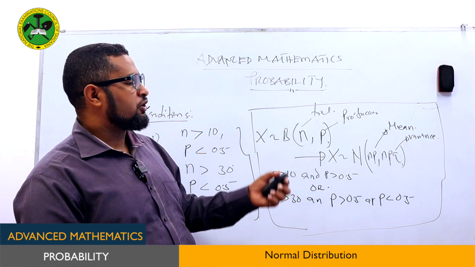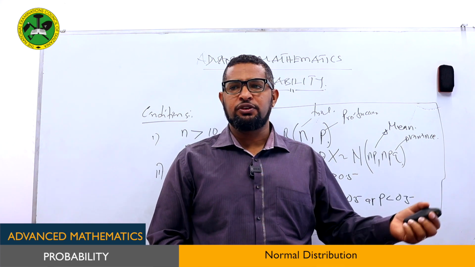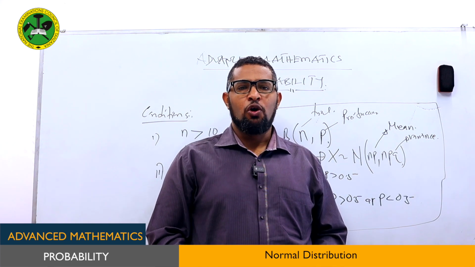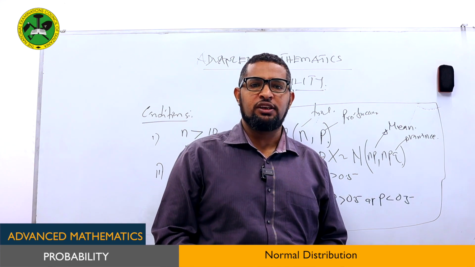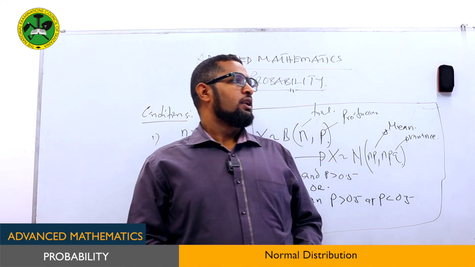Now, after checking the condition, let's see how we are supposed to apply this condition in solving a question. Or how will you know this question is concerning binomial approximation to normal? Let's see the example.